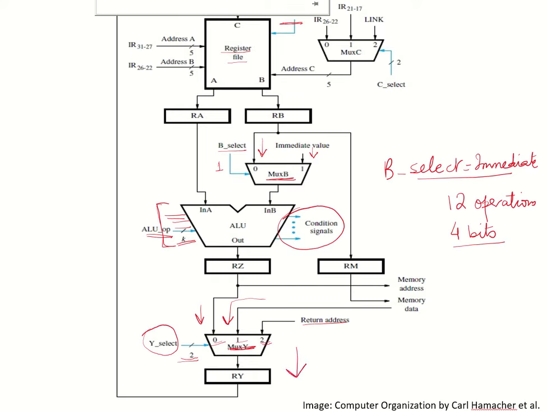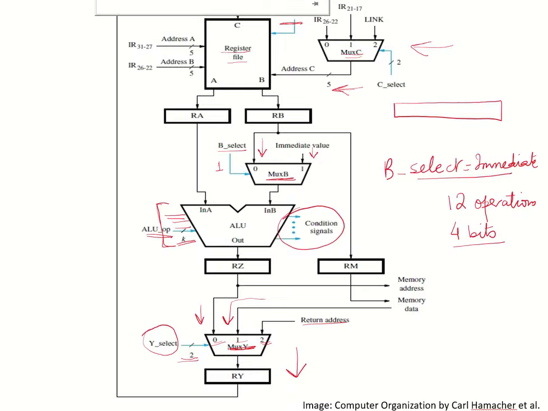Multiplexer C decides what will go into the input port. Which address of the input port has to be specified depends upon the choice of this multiplexer C. This multiplexer C can choose the destination register if it is a 2 address instruction or a 3 address instruction. I'm just giving you an example.